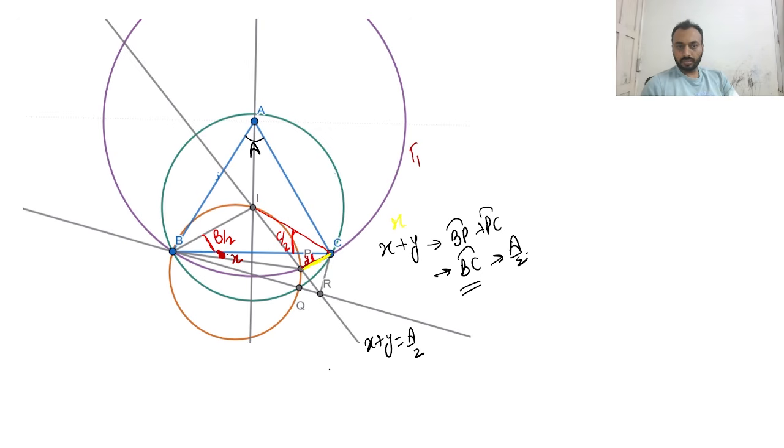Now if we see the total sum of these angles, B by 2 plus X plus C by 2 plus Y, it is B by 2, C by 2, and X plus Y is A by 2, which sums to 90. Right? So this is how we can prove this.